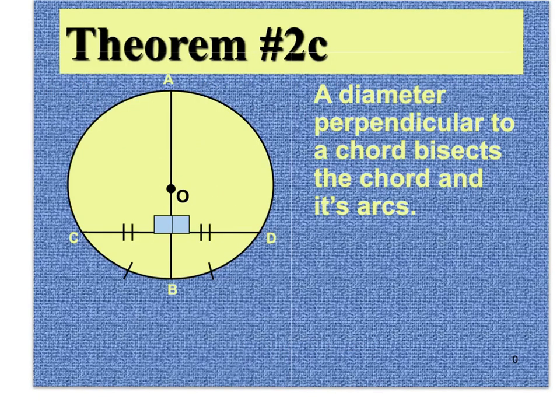Theorem 2c. A diameter perpendicular to a chord bisects the chord and its arcs. So here's the term bisect. So these are two congruent parts right here. And we also have right angles. And in some cases, I've seen where there's a line drawn here, you end up with a right triangle and you're able to find out some information. So it all depends on the situation. And because these two are congruent, these two parts of arc CD are congruent.